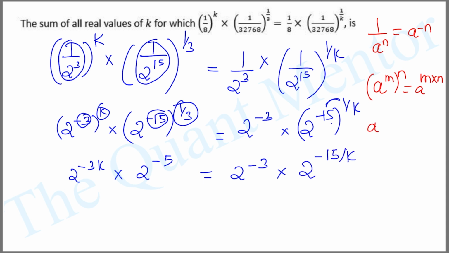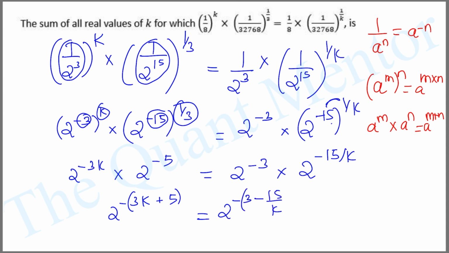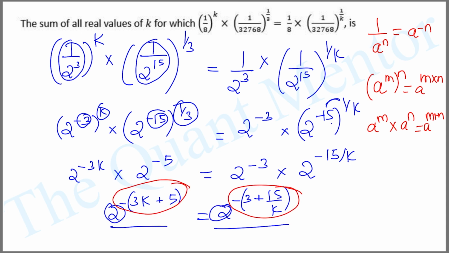One last property of indices at play: a raised to m into a raised to n would be equal to a raised to m plus n. So the left hand side would be 2 raised to minus 3k minus 5. You can also take the minus sign outside: minus of (3k plus 5). The right hand side would be 2 raised to minus 3 minus 15 by k. You can again take the minus sign outside, it will be 3 plus 15 by k. Whenever the left hand side is equal to the right hand side and the bases are the same, the powers also have to be the same, right?